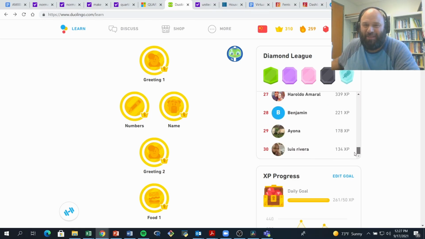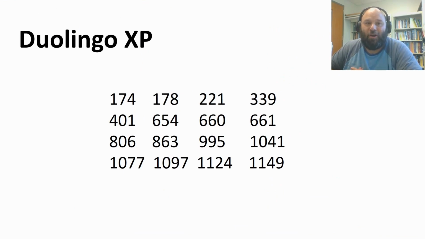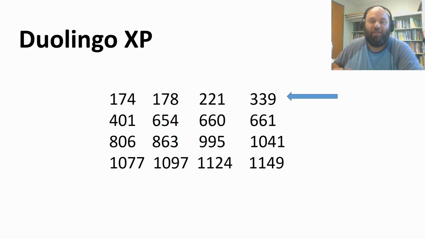So we're going to use this data. To start, let's look at the bottom 16 in the Diamond League so far. I've ordered them from smallest to largest. That makes it easy to find percentiles. These are the 16 current lowest scores in my cohort, my randomly selected fellow Duolingo users in the Diamond League. One common percentile that we use is a quartile, the 25th percentile, a quarter.